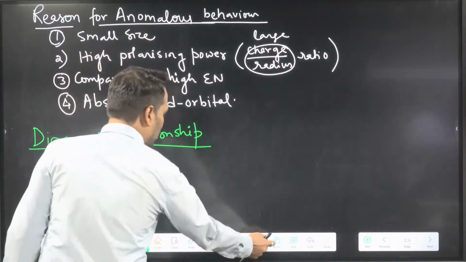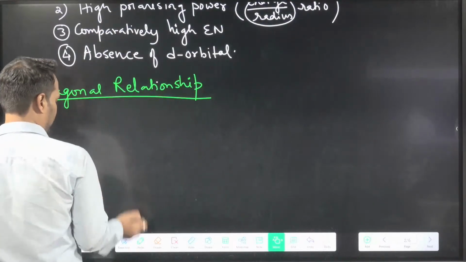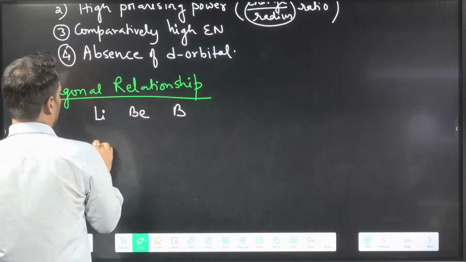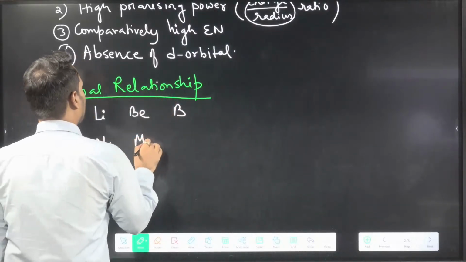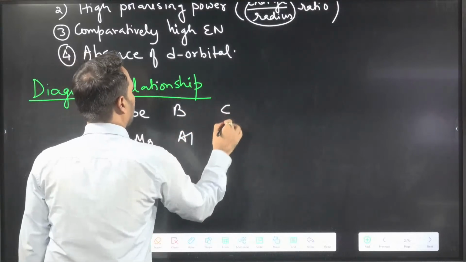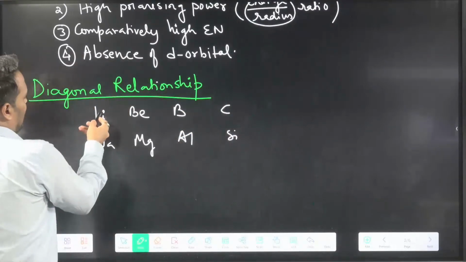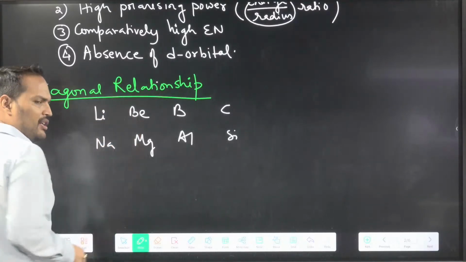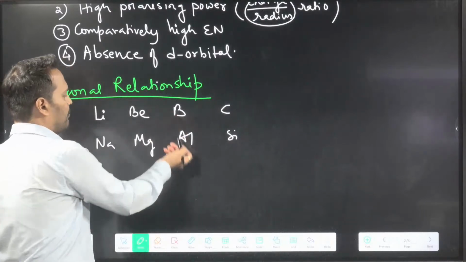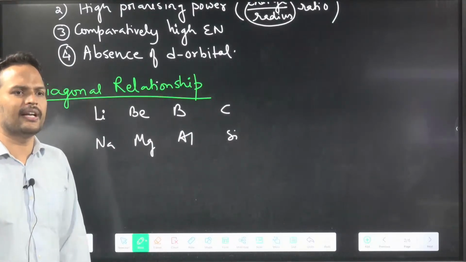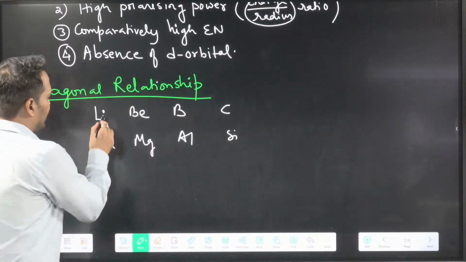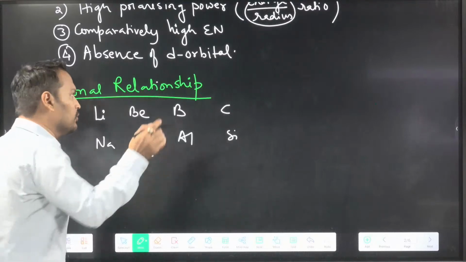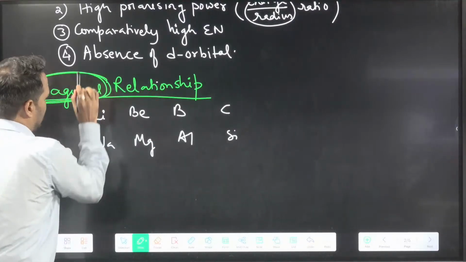So what they found, like lithium, see here everyone, lithium, beryllium, boron, who is after this? Sodium, magnesium, aluminium, and then carbon, silicon. You said that properties of lithium and sodium are not similar. Properties of beryllium and magnesium a bit different. Properties of boron and aluminium also a bit different. So what they found, that they are not resembling the element in their group. They are resembling the diagonal elements.